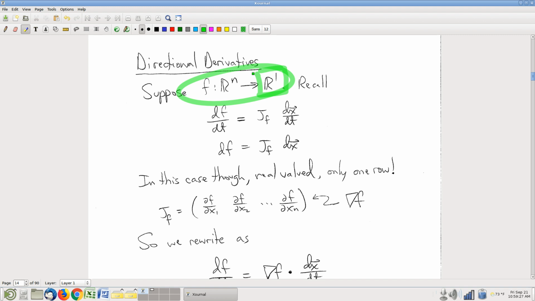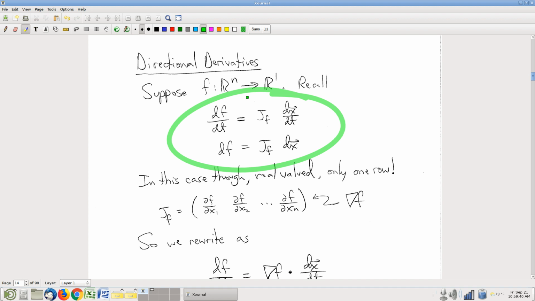So real valued is, the output is R1, the target is R1. That's all that means. Okay. So if you're looking at a real valued function of several input variables, here are some formulas from back when we were talking about the chain rule. Remember, we made this observation.